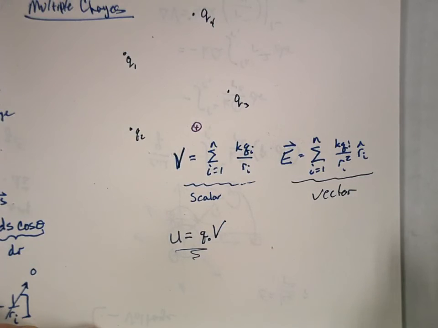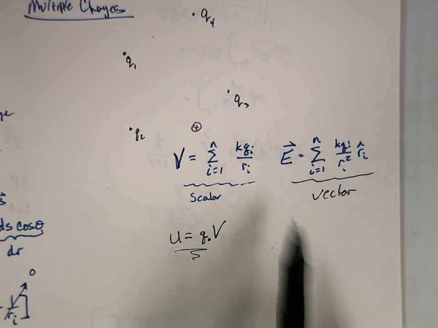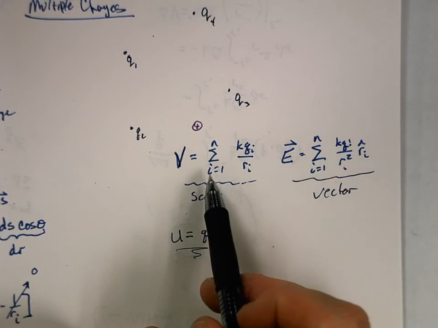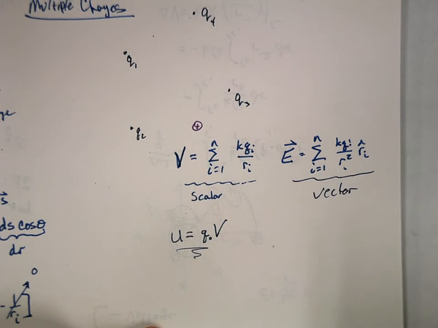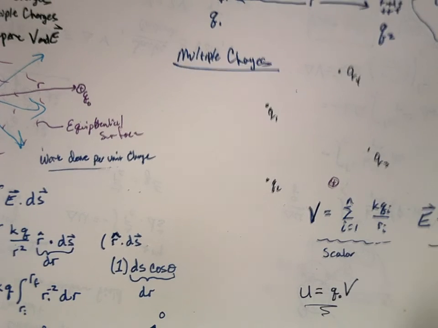Okay, so next lecture we are going to get into the gradient, which is really cool stuff. It's how we are able to determine our electric field based on our voltage at any particular point. But that is for next time, and that is it for potential of a point charge.